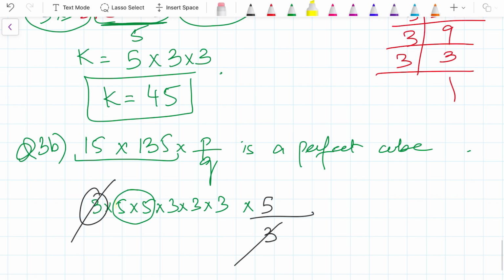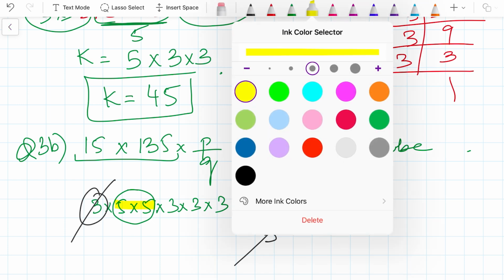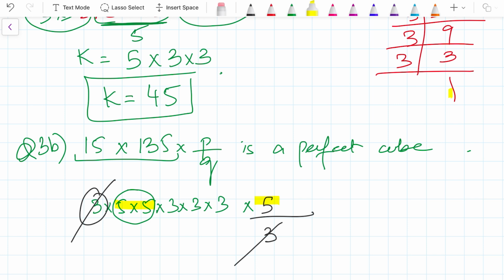How does it become a perfect cube? Because we have sets of 5. We have a set of 3 of 5, and we also have a set of 3. And the extra 3 cancels out. So we can say P is 5 and Q is 3.